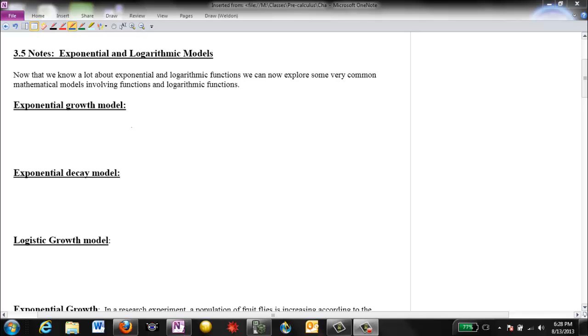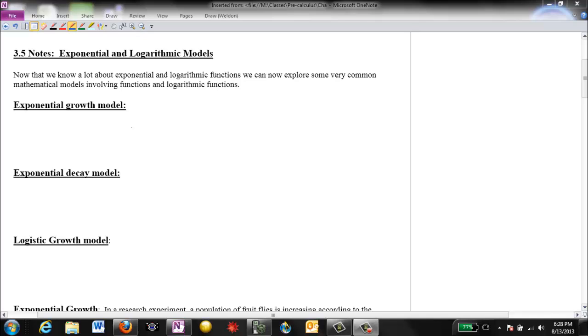All right, welcome to section 3.5. In this section, we're going to talk about some real life applications of exponential and logarithmic models. And these are some of the more common mathematical models that are used in real life applications by scientists and doctors and things like that.